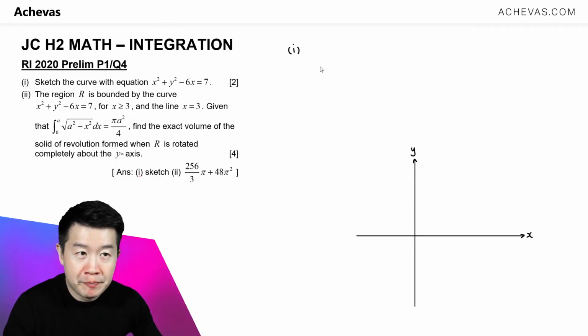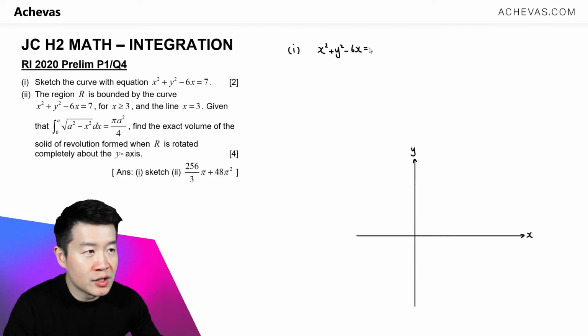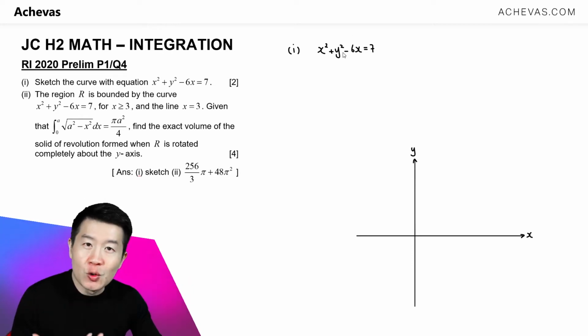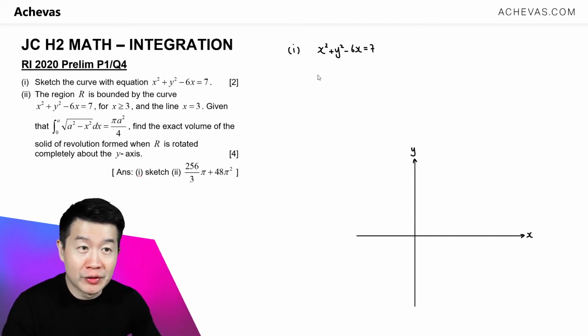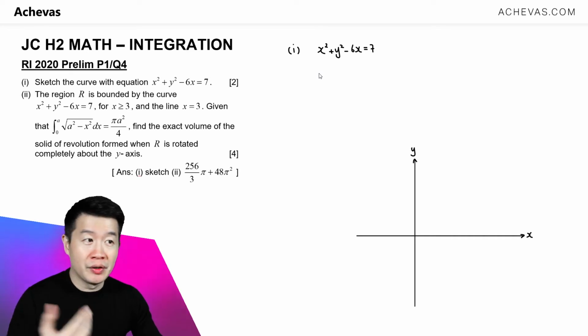Let's take a look at part 1. We are given x squared plus y squared minus 6x is equal to 7, and we are supposed to sketch the graph of this. This looks pretty much like an equation that is going to be representing one of the conics: circle, ellipse, or one of the hyperbolas.